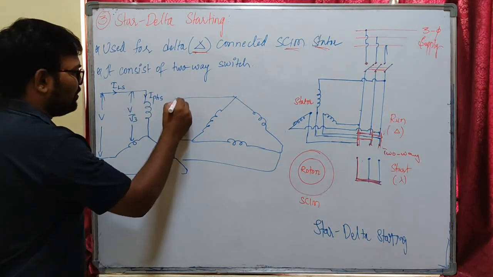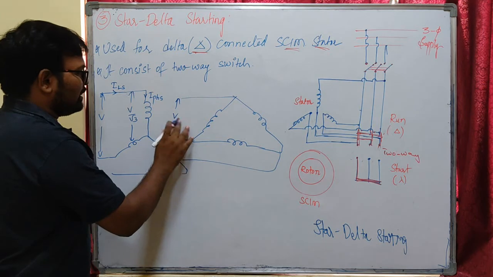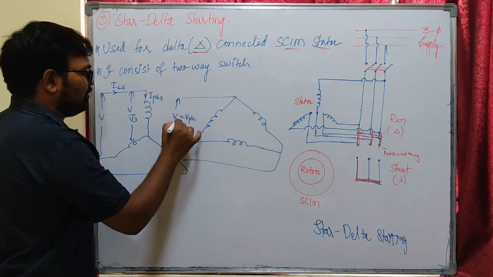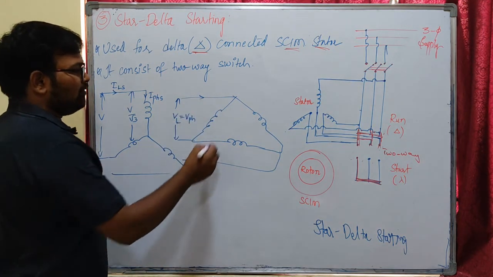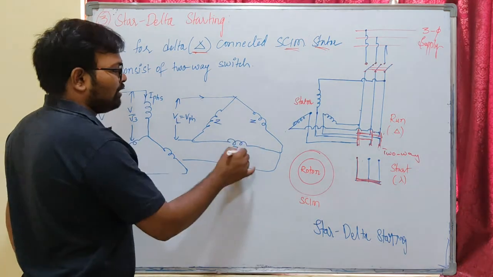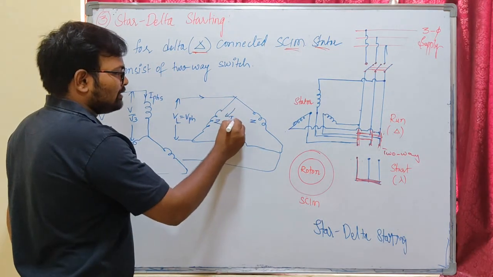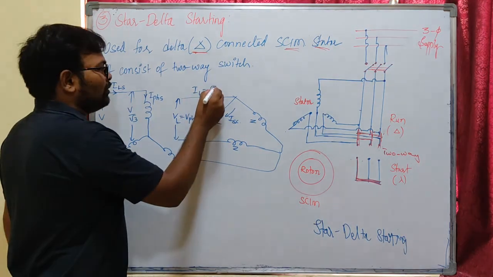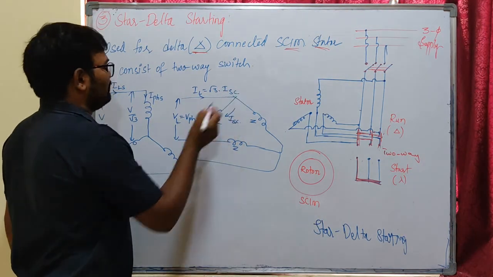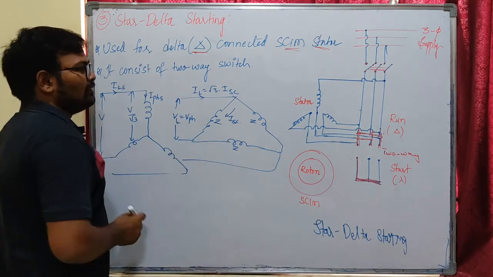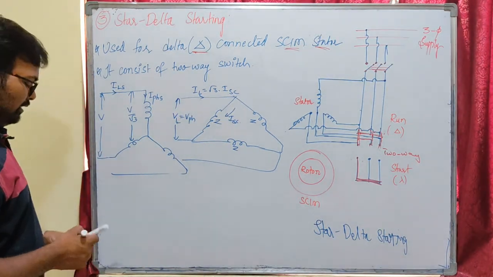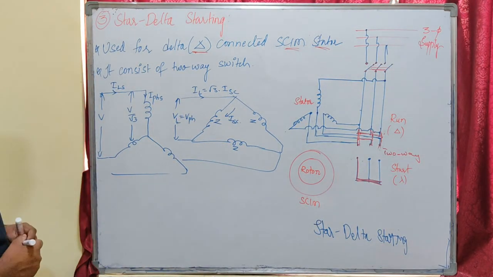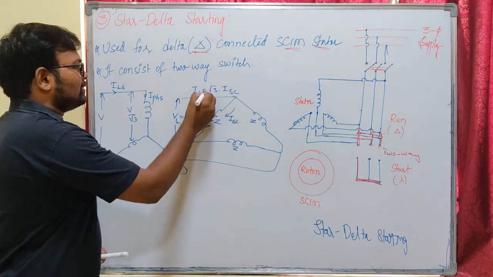Now, for our delta connection, the line voltage is equal to phase voltage. If my impedance is Z, the phase current is like this, the short circuit current ISC. So the line current will become root 3 times my ISC, or root 3 times my phase current. This is my line current of the delta connection.